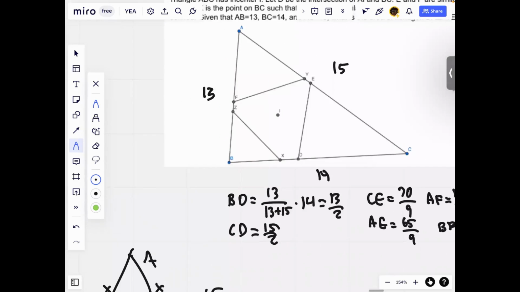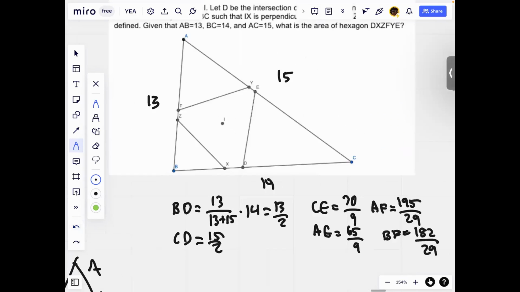So in order to find the area of this hexagon, we want to take the area of the triangle and subtract the area of these three smaller triangles. So we can do this by finding the ratio of these three smaller triangles to ABC. So let's take DEC, for example. We have DEC over ABC is equal to EC over AC times DC over BC.